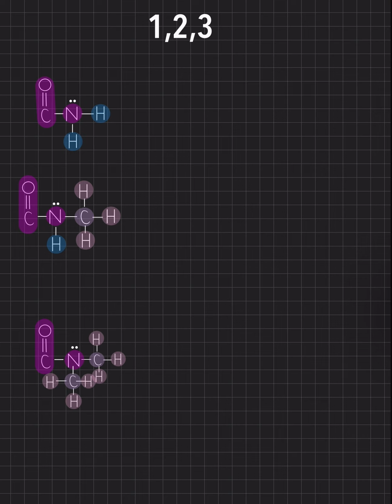Okay, but how does it function? It functions in the same way as the amine in terms of how to classify it. In the first example, the nitrogen is only attached to that one carbonyl carbon, so it's a primary amide. In the second one, you have the carbonyl, but it can also be attached to another carbon. That's going to be a secondary amide.